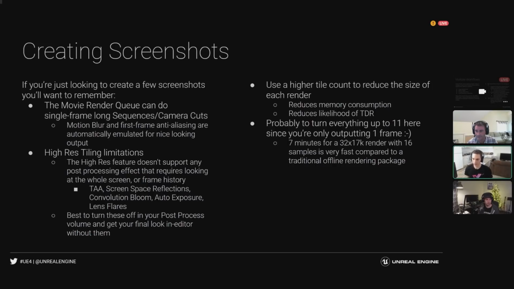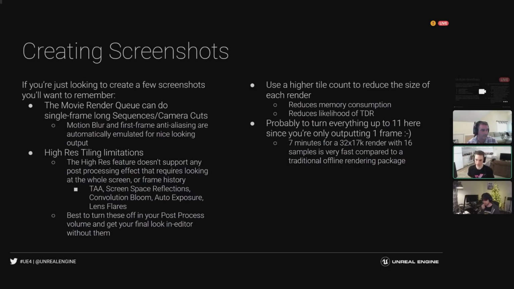So we now support single frame long sequences and camera cuts in the movie render queue. In the old movie renderer, you had to have warm up frames and motion blur wouldn't work on the first frame, and there were all these workarounds. We do our best to emulate all of these automatically now. So you can make a camera cut that is 1 frame long in Sequencer, and you should get a nice looking image right out of the box.